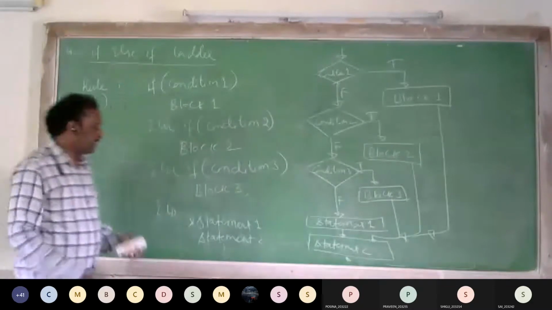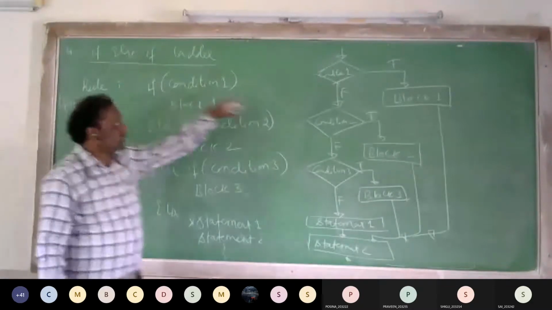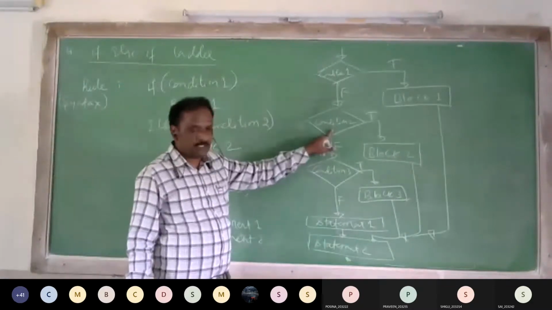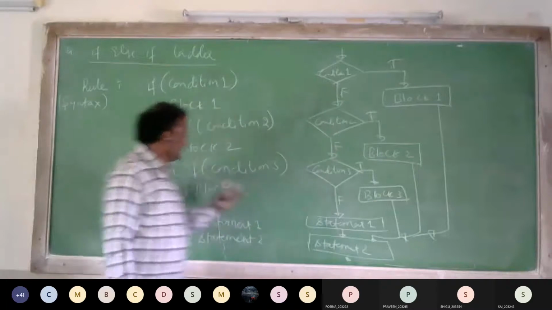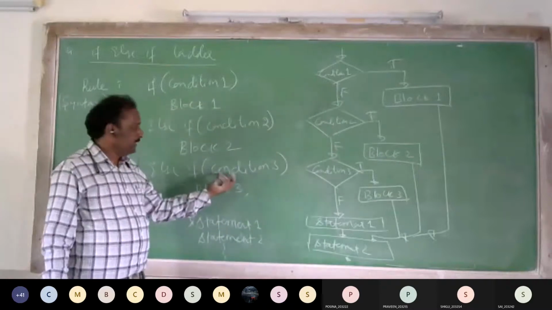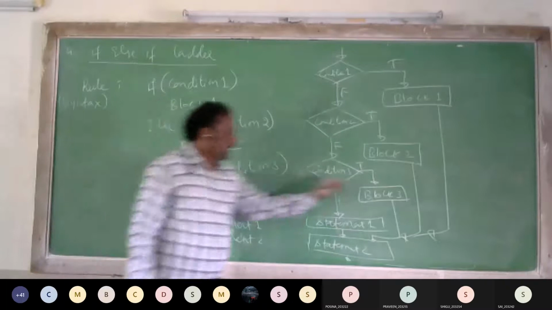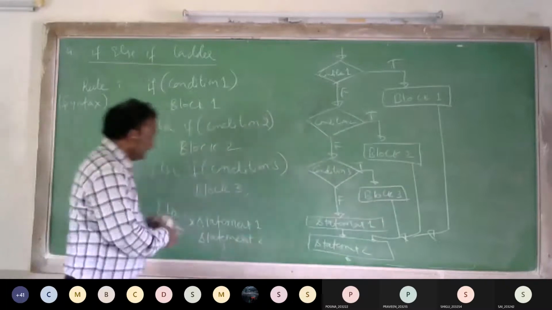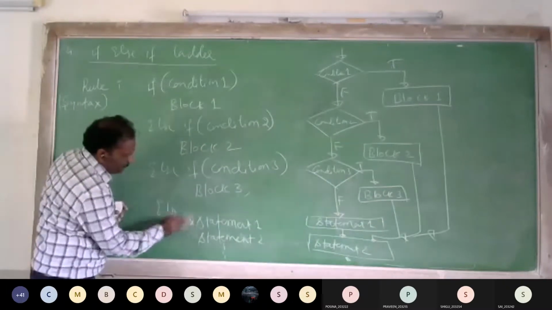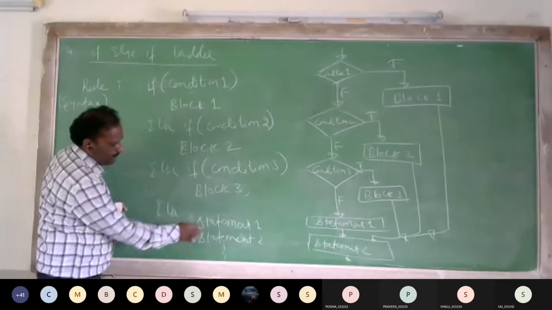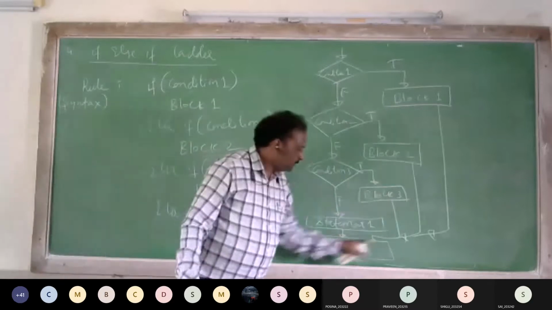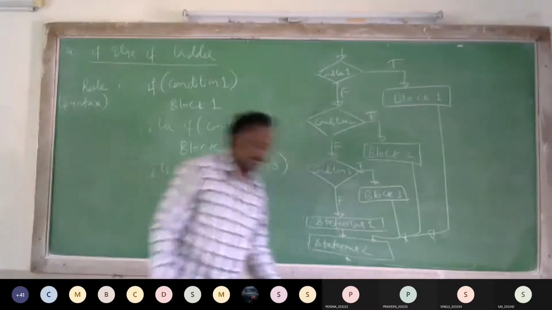Now, if condition 1 is false, condition 2 is also false, then it will test for condition 3. If condition 3 is true, then block 3 set of statements is executed. The statement immediately below else, statement 1, is not executed. So the control will come here and execute statement 2, statement 3, etc.